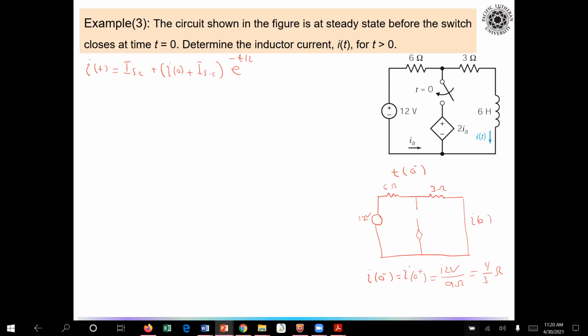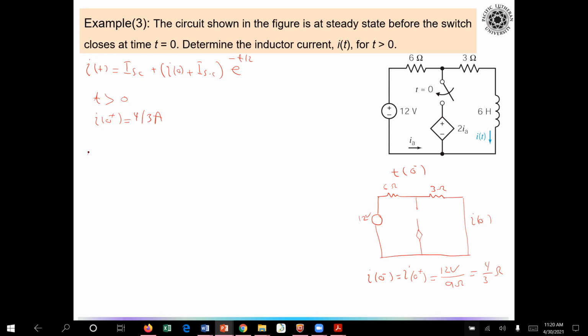Now the second part, I will ask you to try to do it first, guys. Here is the second case, when I am looking for t larger than 0, and I of 0 plus will be 4/3 amps. I am looking again for the short circuit current and RT. What are we going to do? Let's try to find the short circuit. This is our target. A short circuit means in that case the switch will be closed.